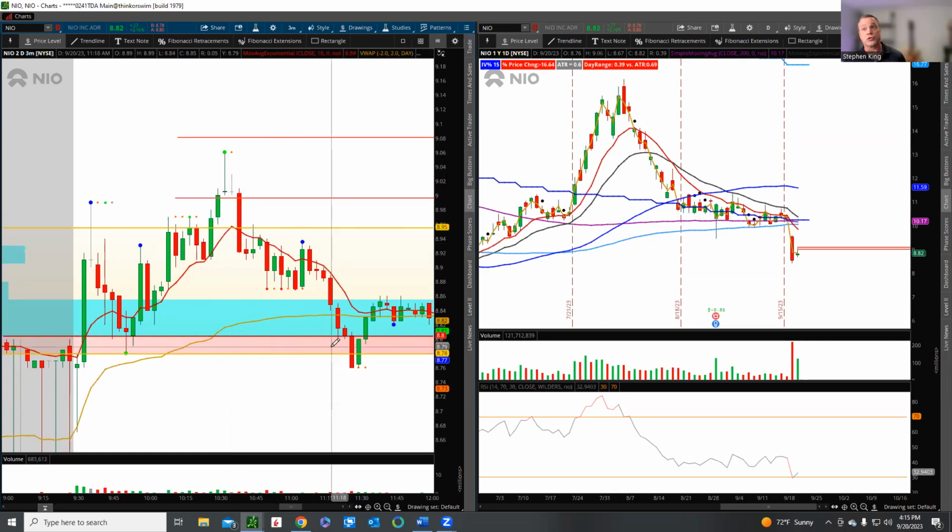Yeah, it would have been an amazing short. It would not have come back up. It clearly didn't come back and retest this level. So unless I took the breakdown, which is not really how I trade, I would not have gotten into that trade. But if you did take the breakdown of this, that was a beautiful trade.